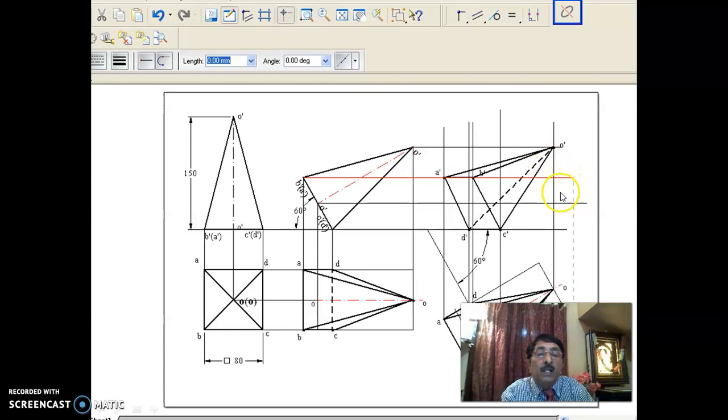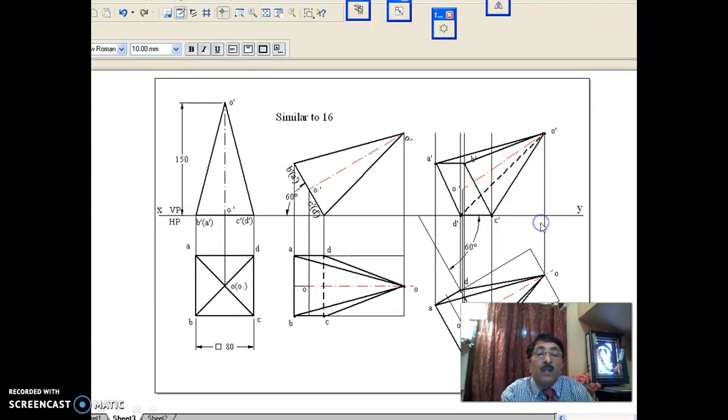Now if you see here, you have 4 base edges and I have all the 4 slant edges. In that only O dash D dash is invisible. And finally show the axis and complete this. This is the problem.